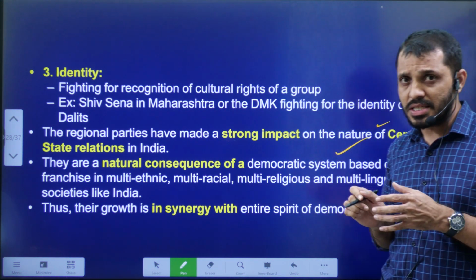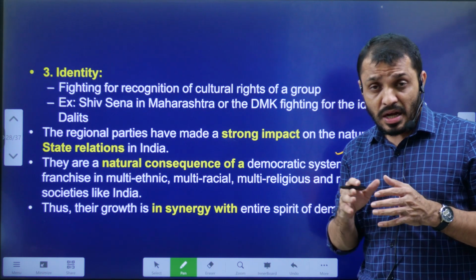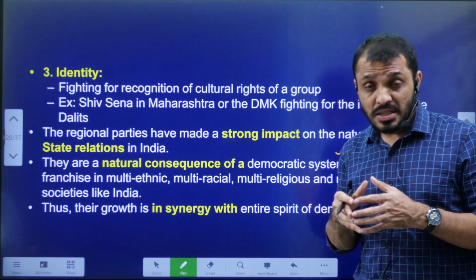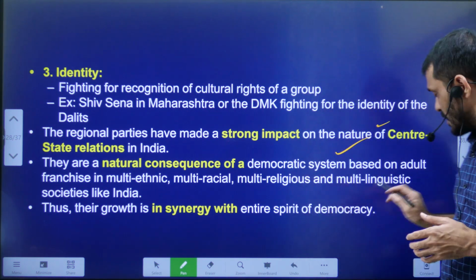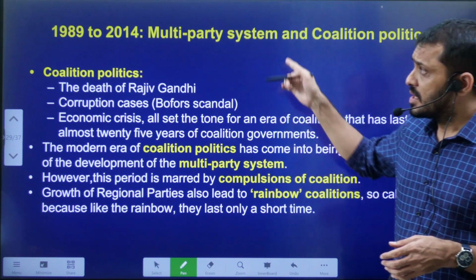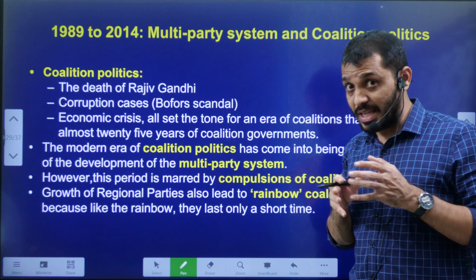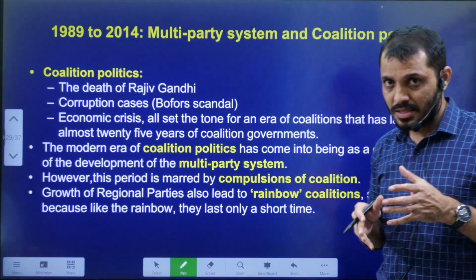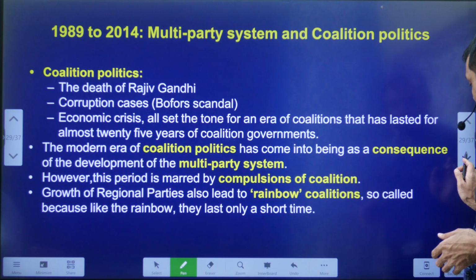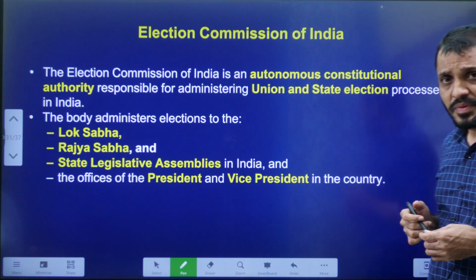Of course, the regional parties have had a very strong impact on center-state relations. After the regional parties emerged, center-state relations were subjected to more friction. Next, from 1989 to 2014, coalition political parties played a very important role, whereas since 2014, single-party dominance has been witnessed in Indian politics because of the rise of the BJP.